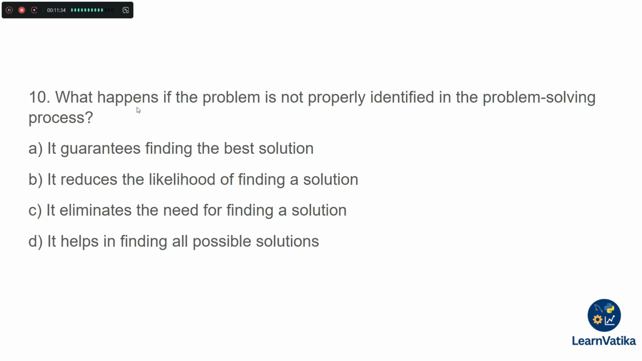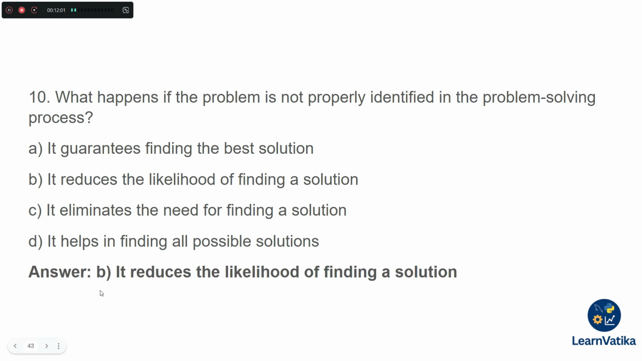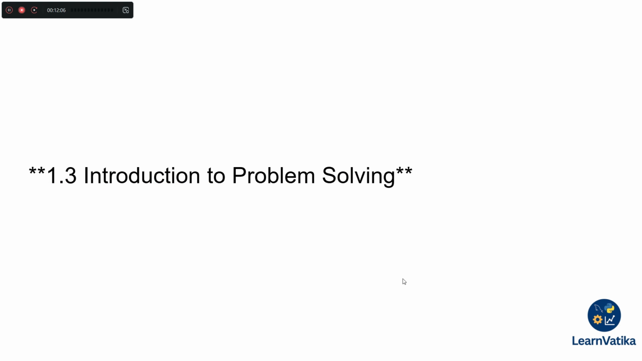The next question is, what happens if the problem is not properly identified in the problem solving process? Option A, it guarantees finding the solution. Option B, it reduces the likelihood of finding the solution. Option C, it eliminates the need of finding the solution. Option D, it helps in finding all possible solutions. Answer is option B, it reduces the likelihood of finding the solution.